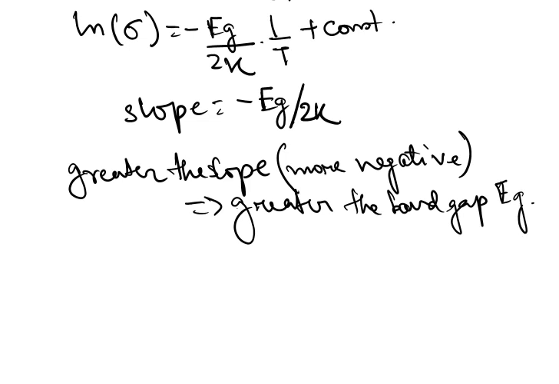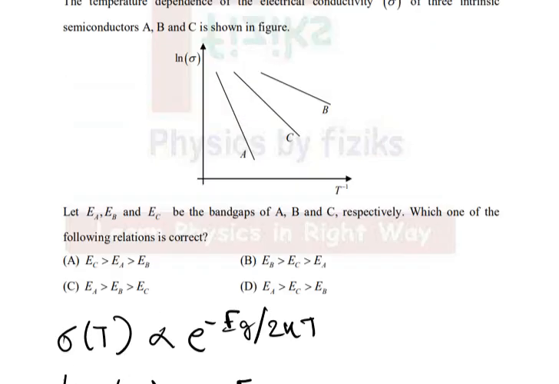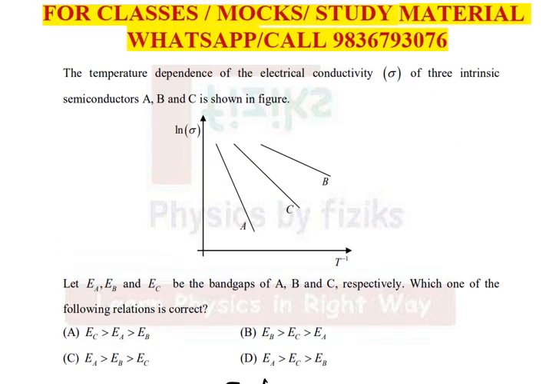So from the plot it can be seen that EA has a greater slope compared to EC, and EC has a greater slope compared to EB. So as we can see from the plot, A is having a steep slope, then C, then B.